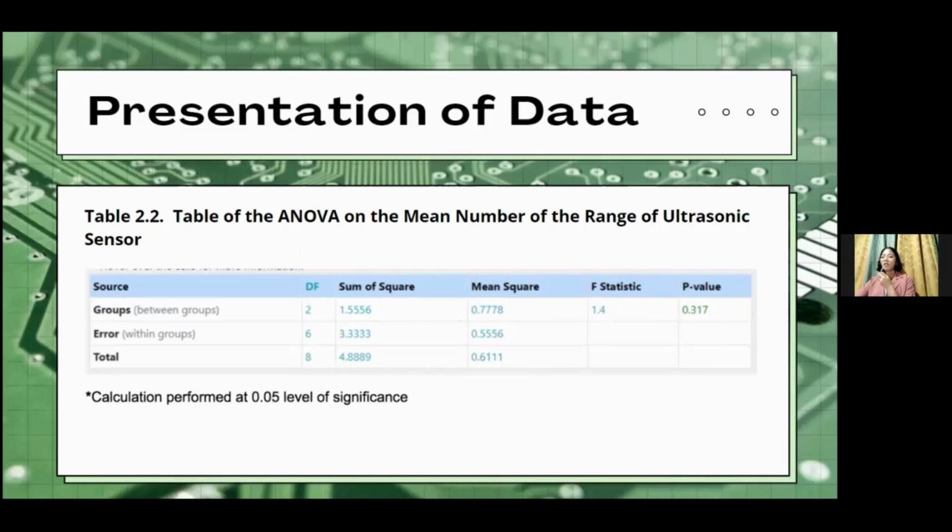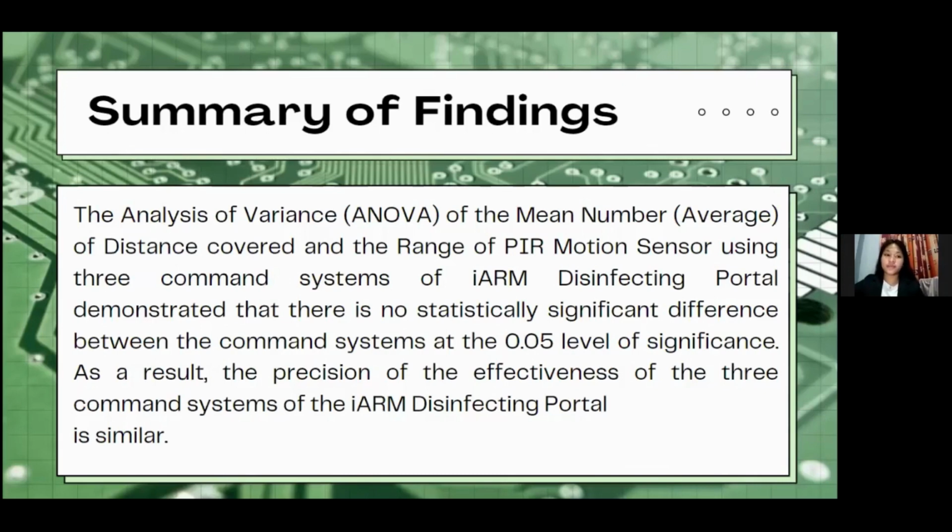In Table 2.2, it was verified that there is no significant difference between the command systems with a 0.05 level of significance. Therefore, there is no discernible variation in the performance accuracy among the 3 command systems. To test and evaluate the device's functionality and effectiveness, the device has 3 command systems that have undergone 3 trials. The data obtained after evaluating and testing the device reveals that the device is effective.